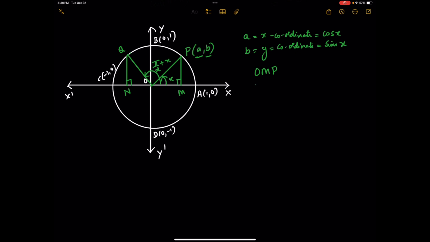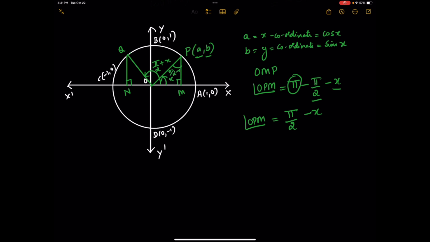So now the only angle which we don't know is angle OPM. So angle OPM would be pi minus pi by 2 minus x, because the total angle of the triangle is 180 degrees or pi, and one of the angles is pi by 2 because it's a right angle triangle, and the other angle formed at O is x. So angle formed at OPM is pi by 2 minus x. So we know this angle now to be pi by 2 minus x.